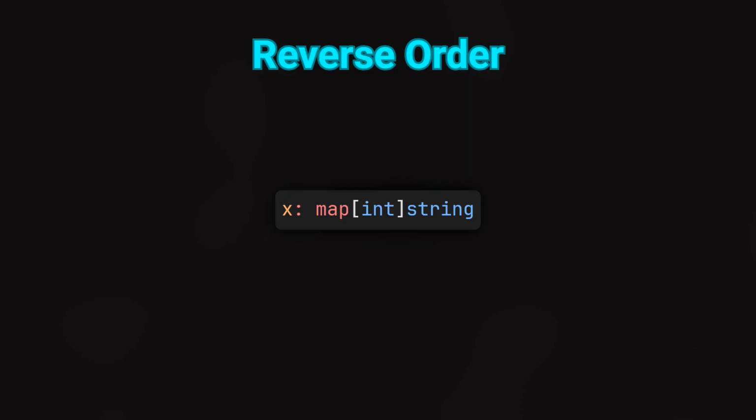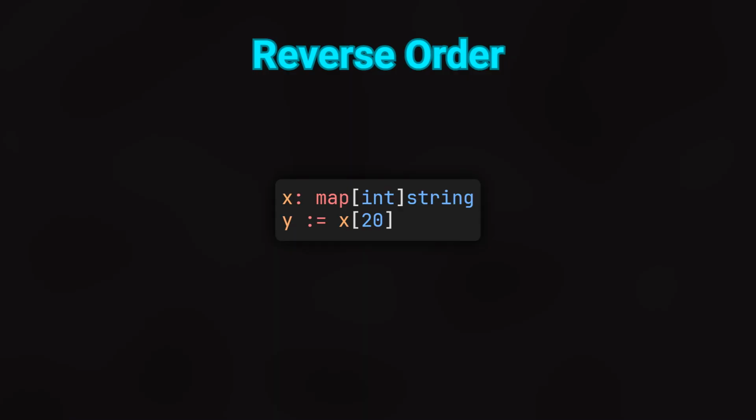Now, originally, I hated this syntax, but then I realized it makes perfect sense. To get a value out of a map, you index with a key. Map at index key equals value.